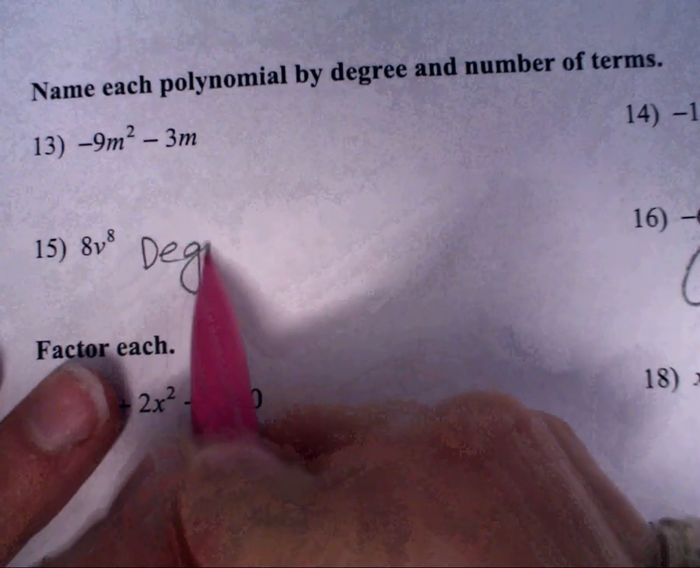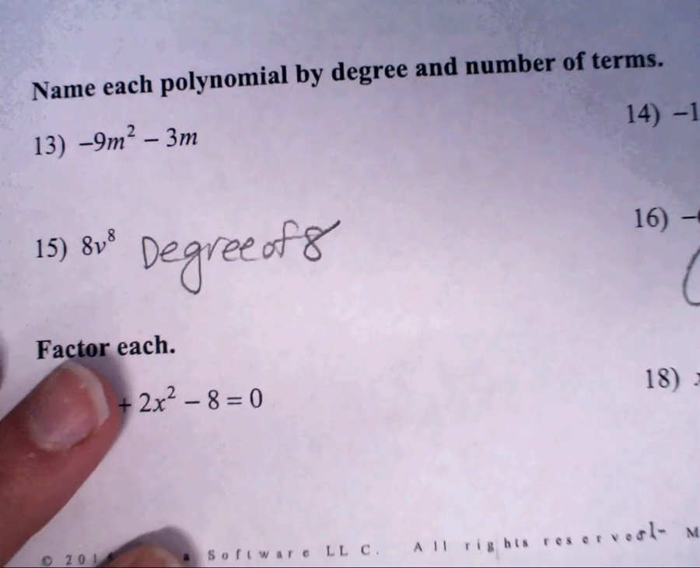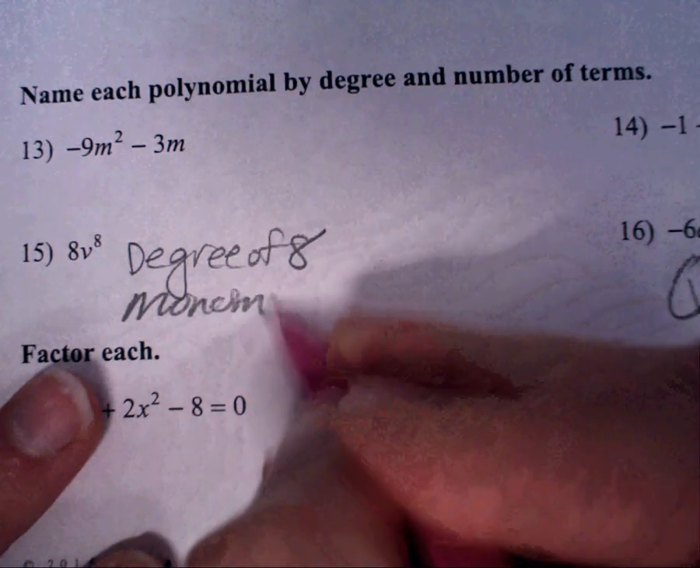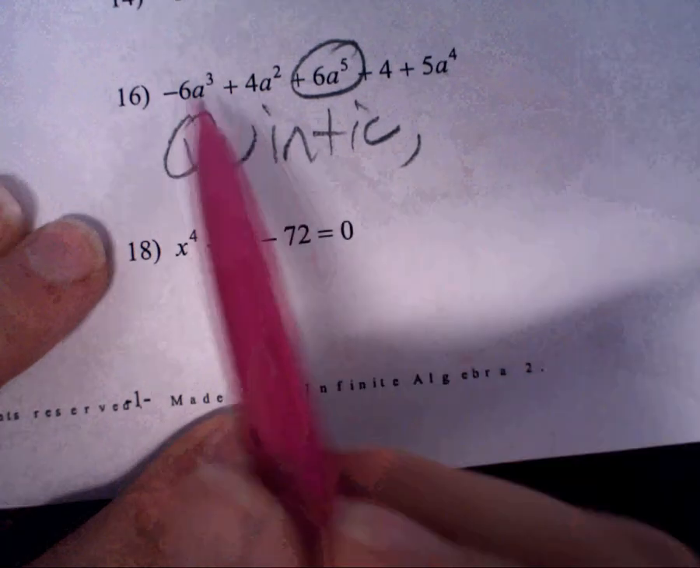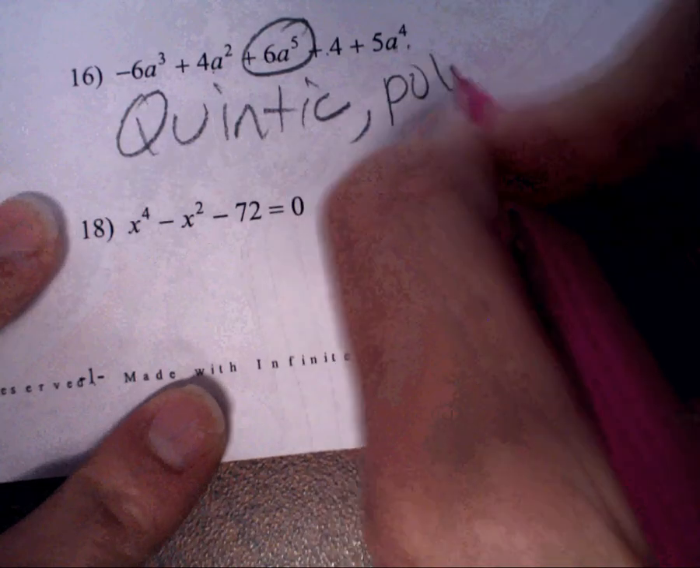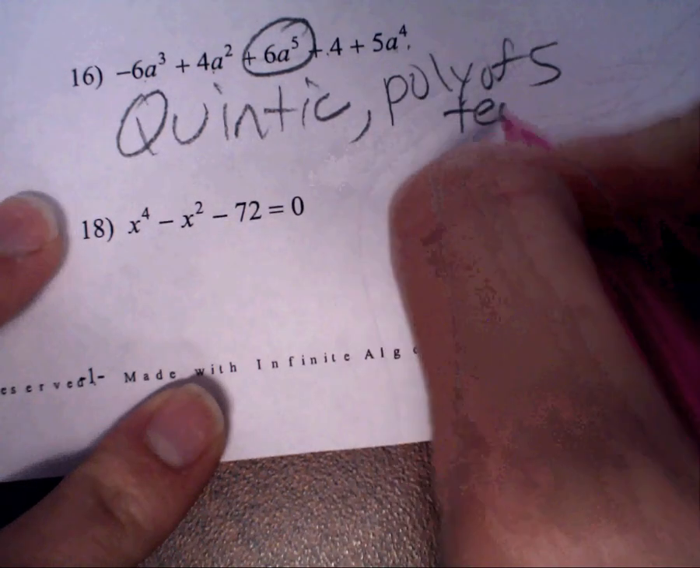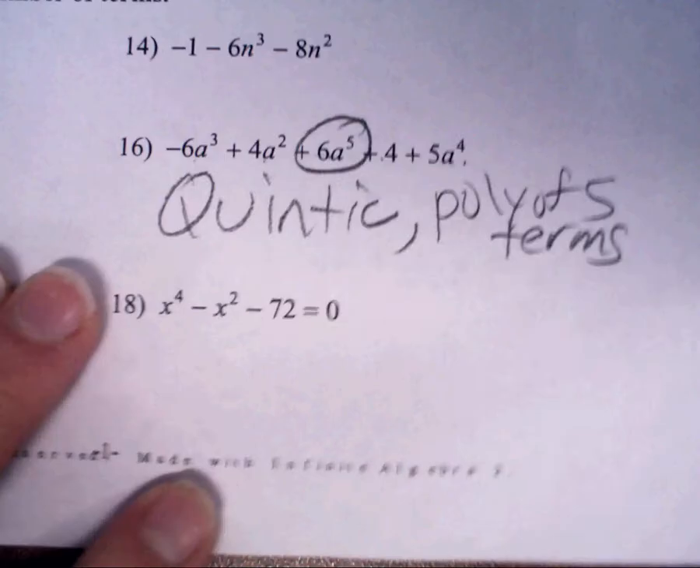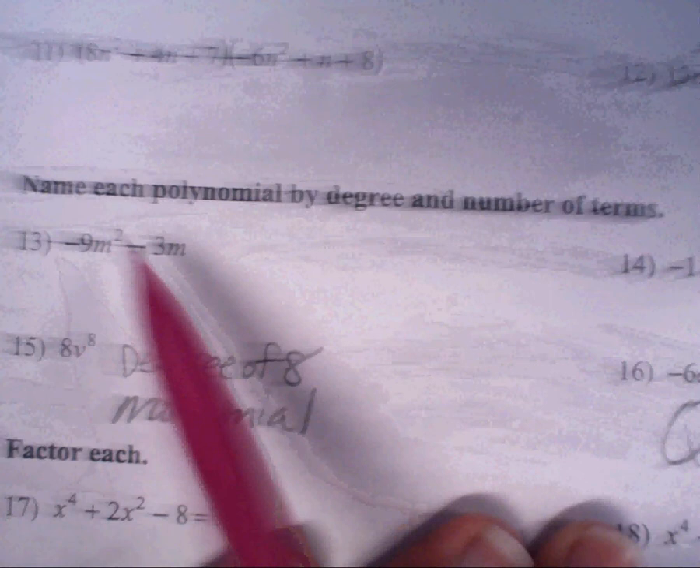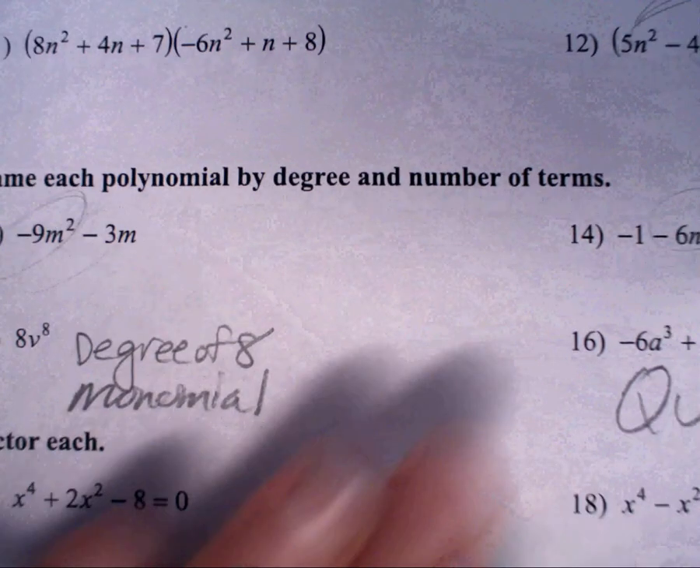So for instance, this one's a degree of 8, and it's a monomial, one term. This one is a quintic degree polynomial of 1, 2, 3, 4, 5 terms. So this one is a trinomial, a cubic trinomial. This one is a quadratic binomial. So you get the idea about that.